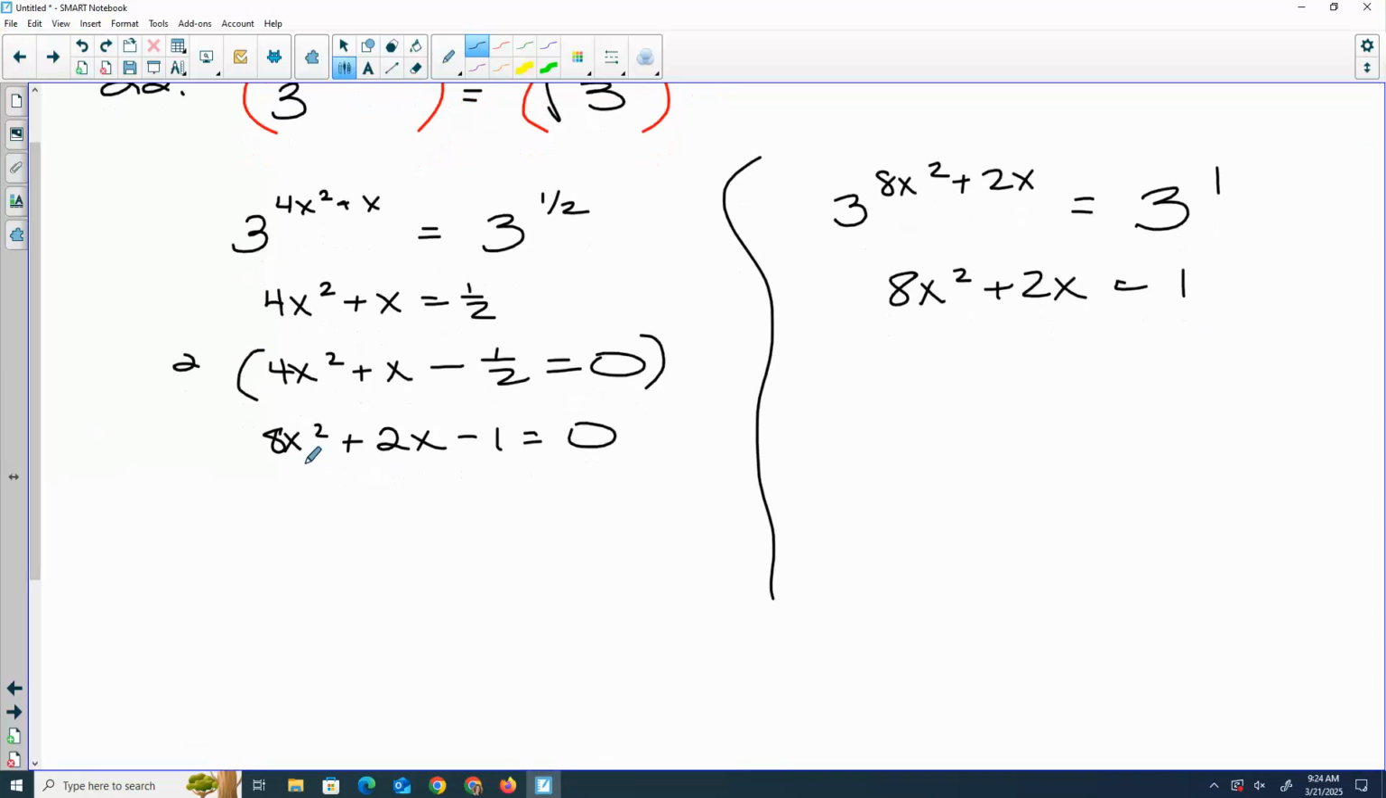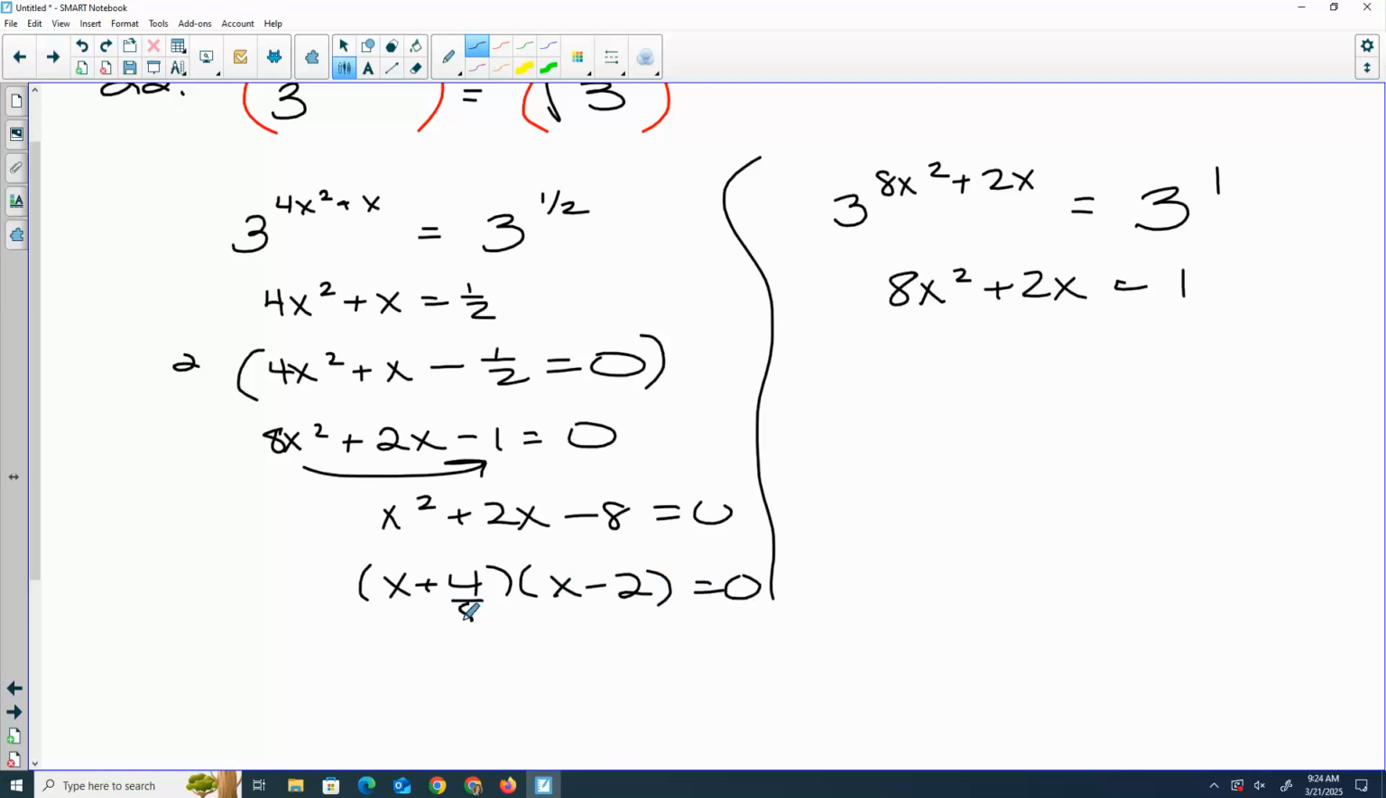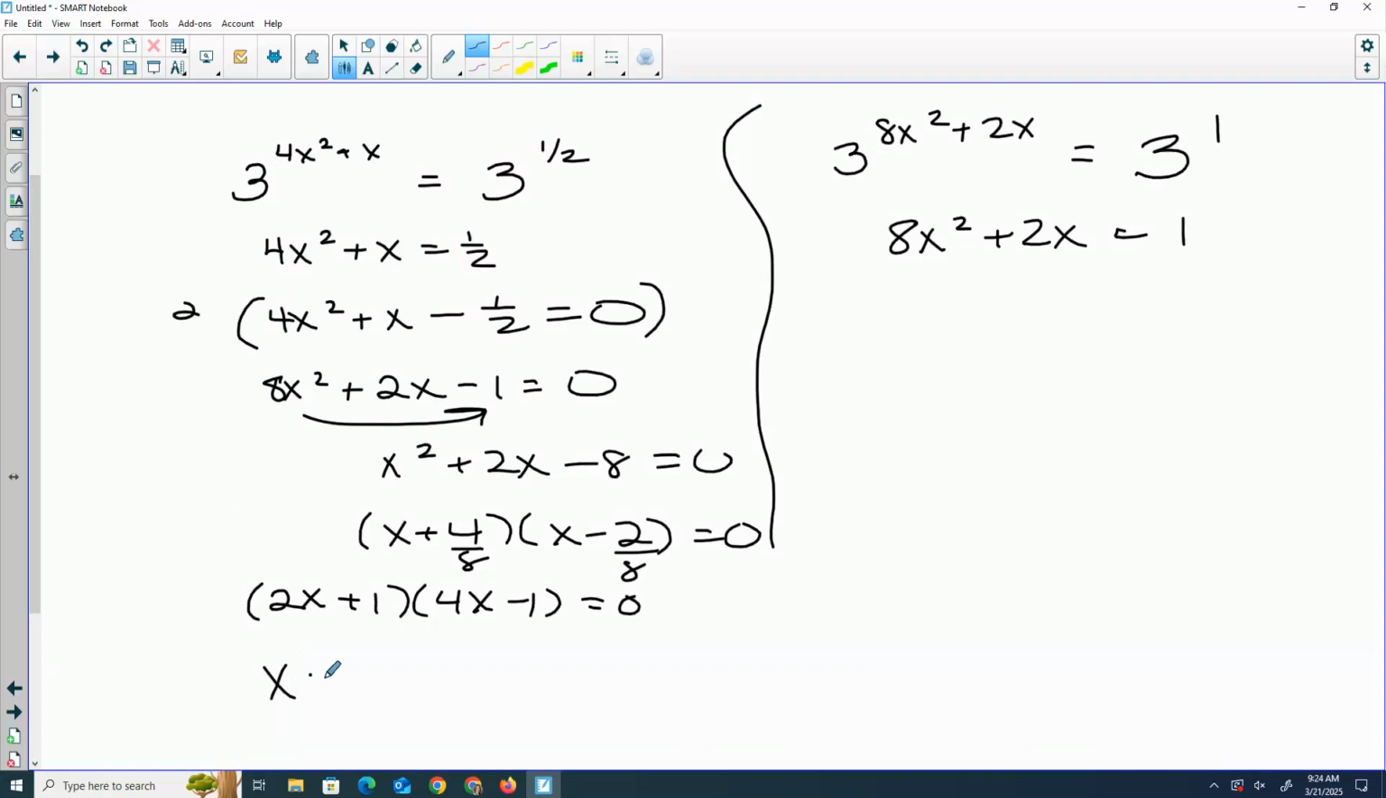Now if we do slip and slide, multiply -8 and add to +2 would be +4, -2. Slide the 8 back. And if we set those equal to 0, you get -1/2, +1/4.